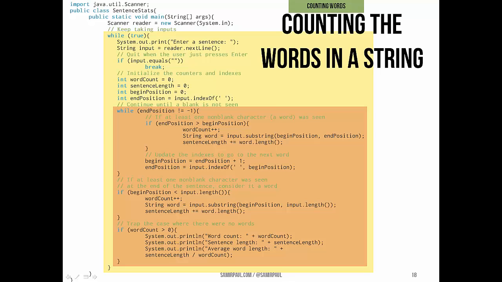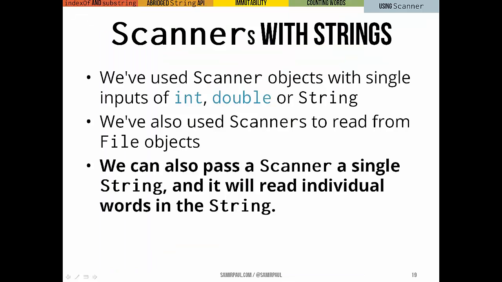So what you can see is counting the words in a sentence using these string methods is actually kind of complicated. We'll see an easier way to do this. Now, until now, we've used scanner objects really just to accept input of ints, of doubles, of strings, and also to read lines of text from the keyboard or from text files that we've opened up. So one interesting thing is that we can actually also use a scanner to read words from a string. It makes the whole process that we just went through a whole lot easier.